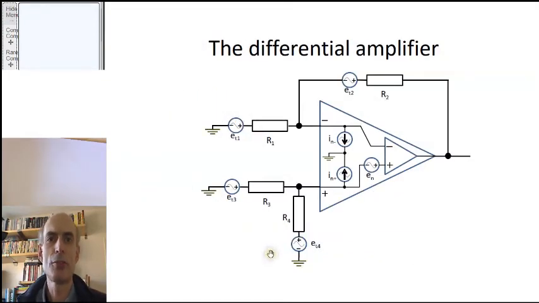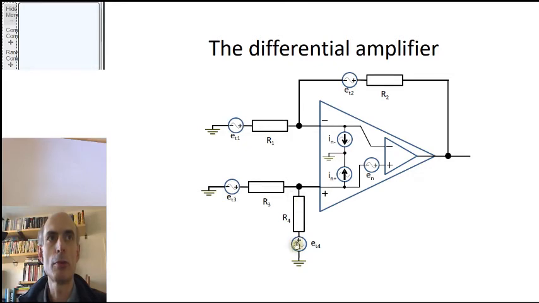We can use the insights gained from that analysis to simplify the analysis of more complicated circuits. For example, this differential amplifier here has a total of 7 noise sources contributing to the noise in its output. 1 for each of the resistors, 2 input noise currents for the op-amp, and 1 input noise voltage for the op-amp. However, our experience would suggest that the noise due to this feedback resistor here is negligible compared to the noise coming from the input resistor R1.